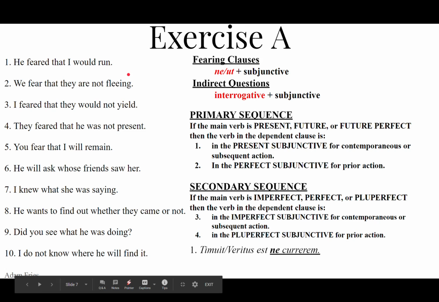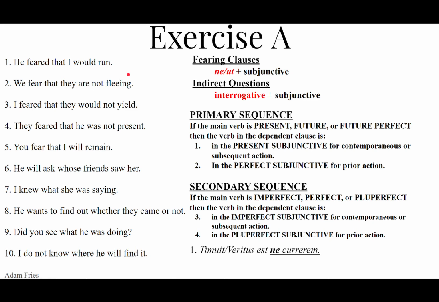Optime, we have sententia secunda. We fear that they are not fleeing. So we fear. We fear is present tense. So we are in primary sequence. Our options for the dependent subjunctive verb are present or perfect. That they are not fleeing. So this action of fleeing, it is happening at the same time as us fearing this in the present. At the same time that we are afraid, they are not fleeing. Contemporaneous happens at the same time.